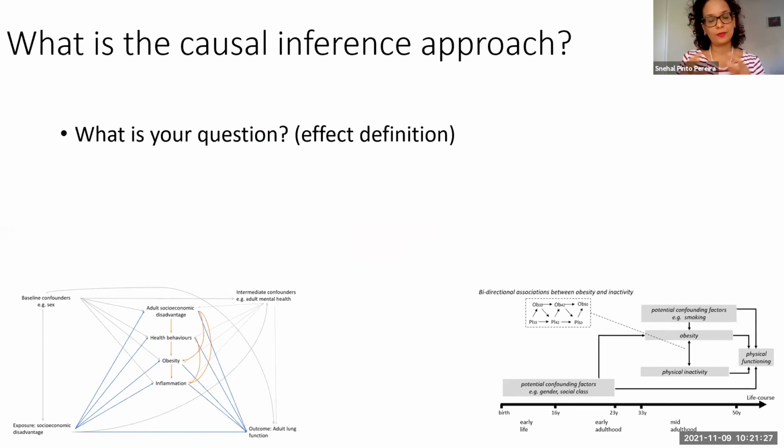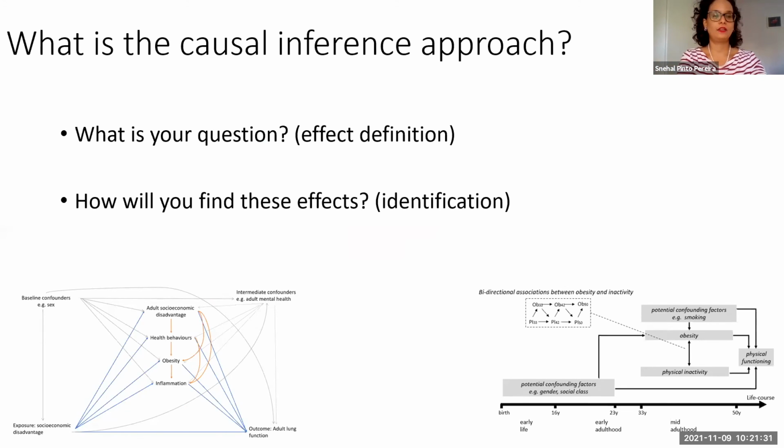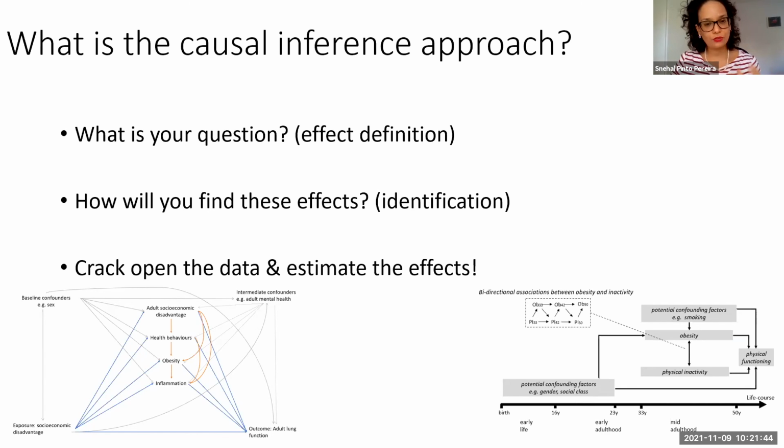Then once you have your diagram and a really solid question, you go and speak to a statistician and discuss how you will identify these effects. How will I identify all these different effects that I want to estimate? And only after you do that, as your last step, do you crack open your data and estimate your effects.